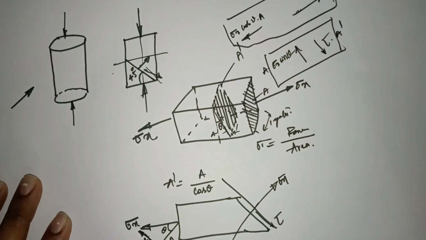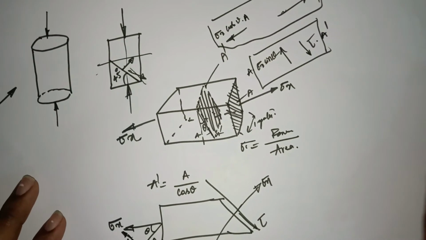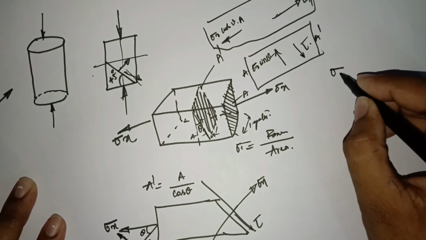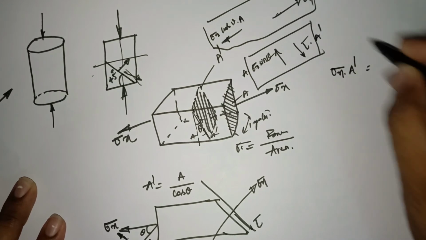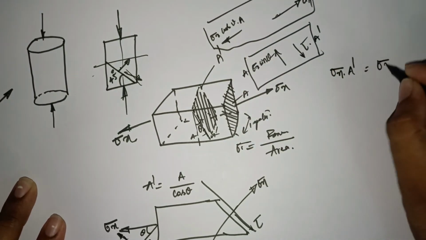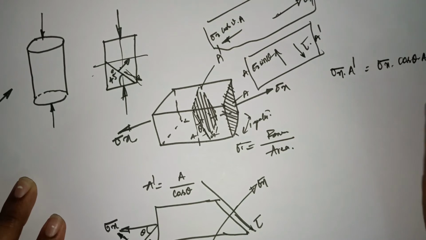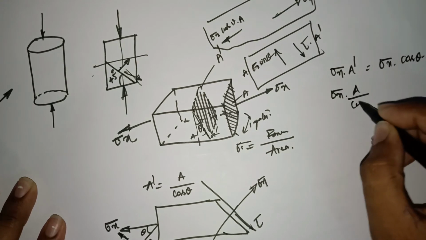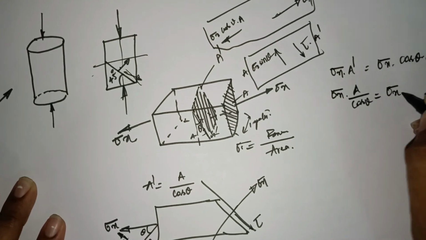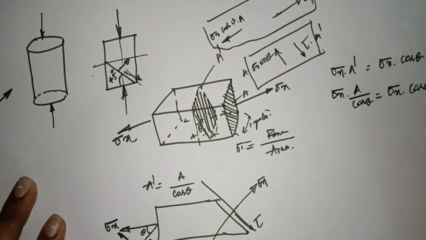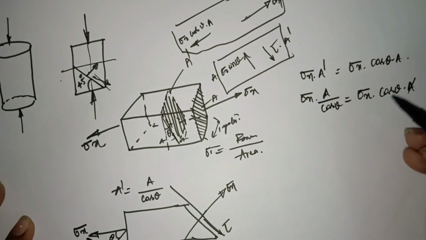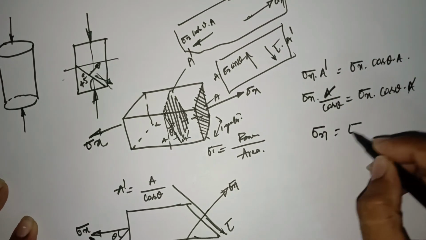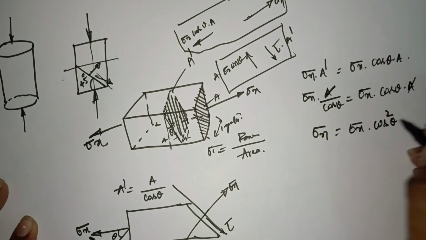And into a. Since we are resolving the forces, let us place them in the equation form. Sigma normal into a dash will be equal to sigma x into cos theta into a. Since a dash is equal to a by cos theta, sigma x into cos theta into a will get cancelled out. A will get cancelled out. So sigma n is equal to sigma x cos square theta.